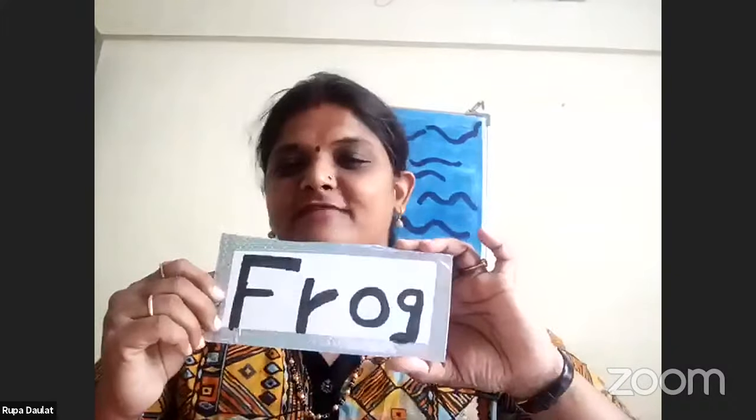Now, which animal is this? Frog. You see frog? Yes. In rainy season, when rain comes, we see this frog. And frog says, drow, drow. Frog lives in water. Very good. F-R-O-G, frog.